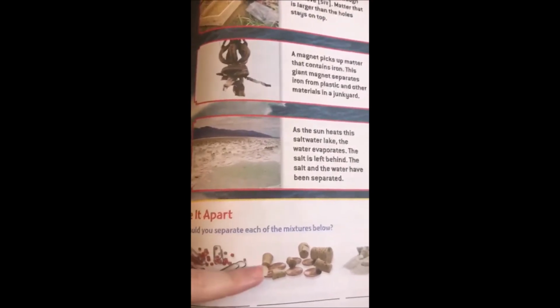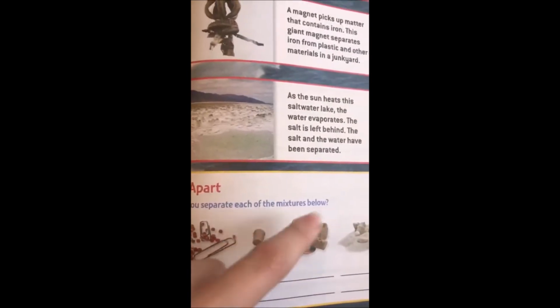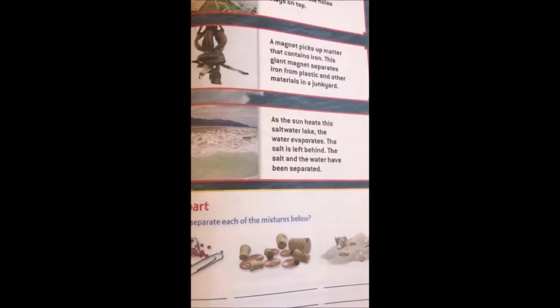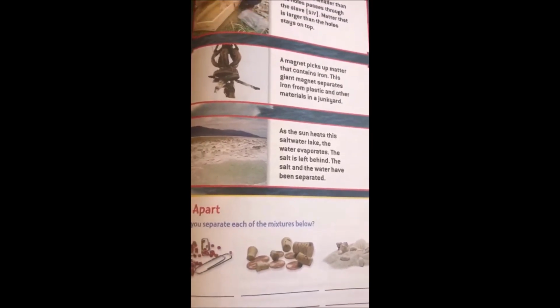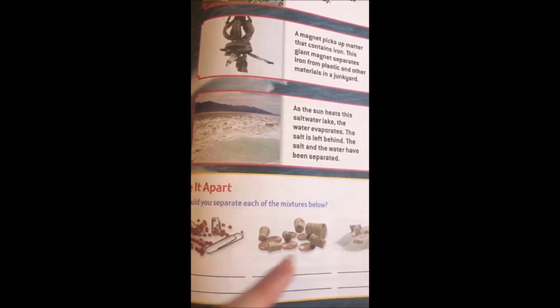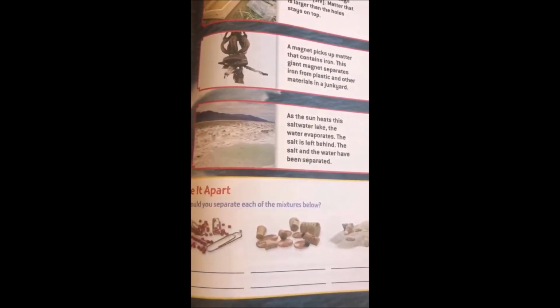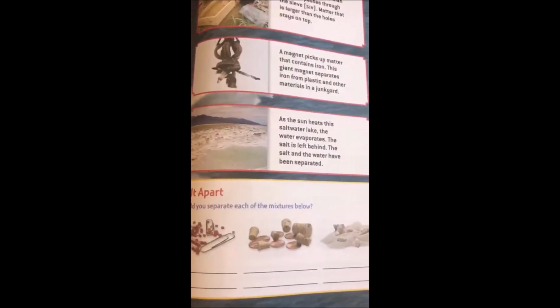Now here we have coins and some bottle covers, let's say. How can we separate them? Let's think about a solution here. What we can do is put them in water, because some of them are going to sink and some of them are going to float. Like this, we can separate them easily. We put them in a pot full of water, and some will sink down and some will float up.